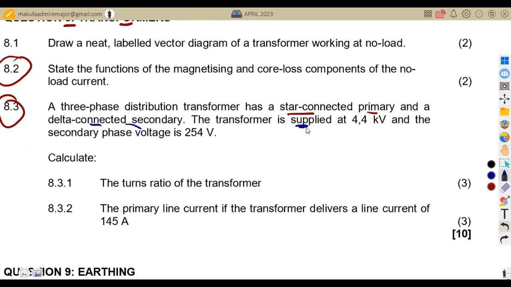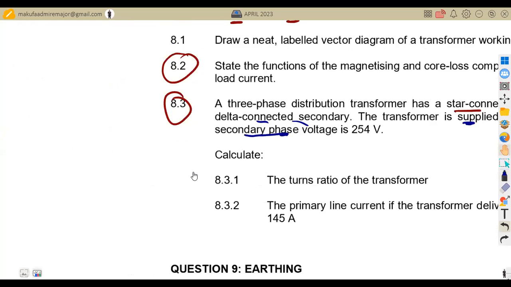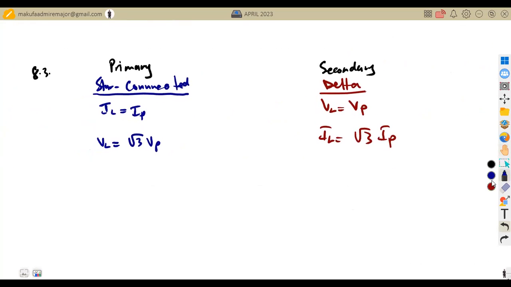All right, the transformer is supplied at, meaning we are talking about the voltage in the primary. And this voltage supplying the primary is the line voltage in this case. And for the secondary, they are telling us it's a phase voltage. All right, so let's start with the primary. The supply is on the primary, and this is our line voltage, which is given as 4.4 kilovolt.